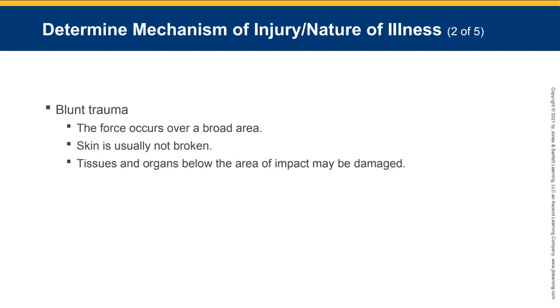Now, when it comes to trauma, there are two main types of trauma. There are others, but there are two very common ones: blunt force trauma and penetrating trauma. With blunt force trauma, the force occurs over a broad area. The skin is usually not broken. Tissues and organs below the area of impact may be damaged, so the patient will have internal damage.